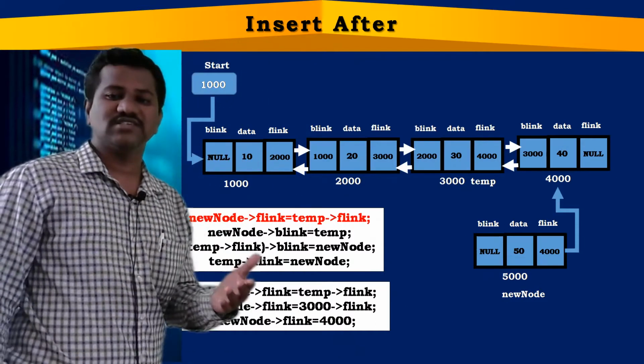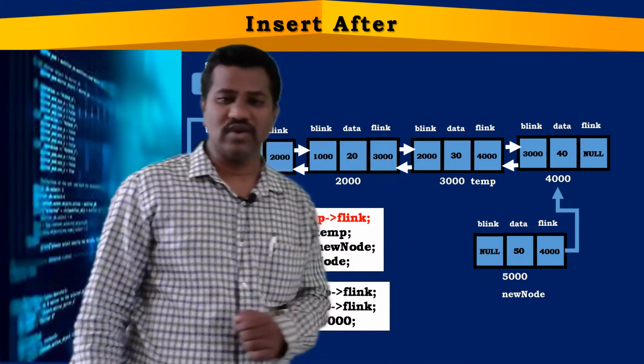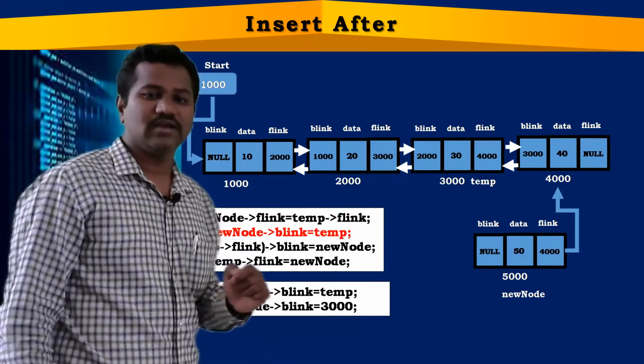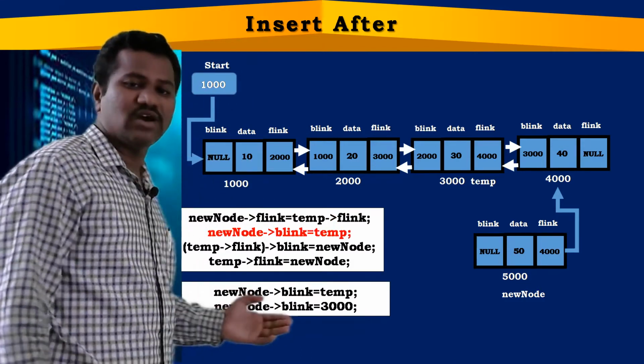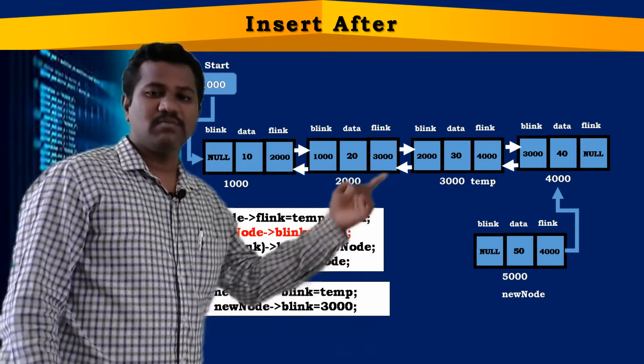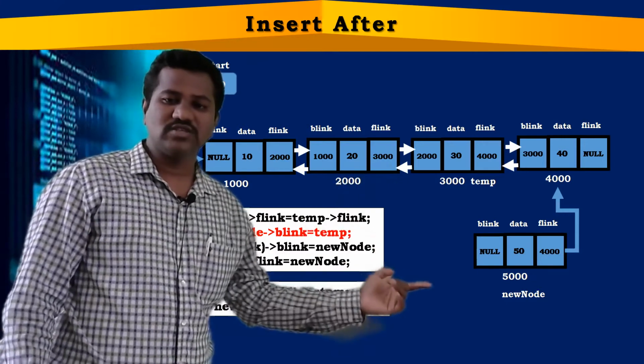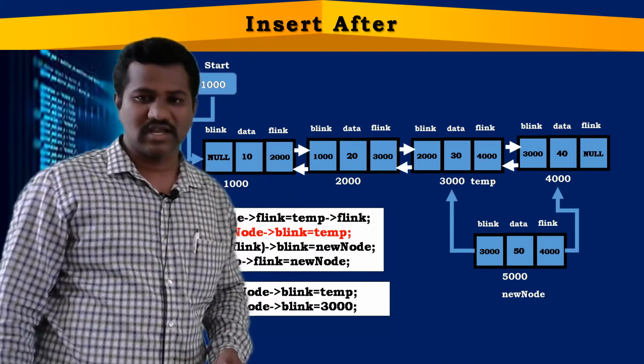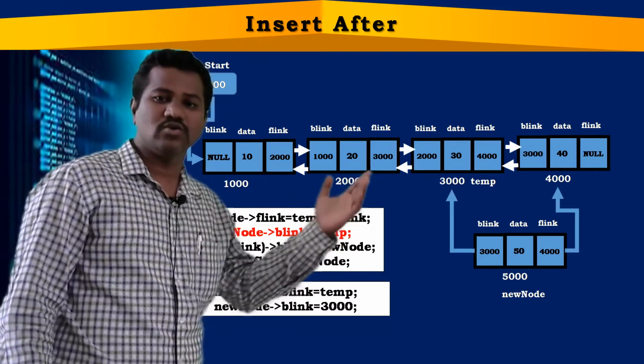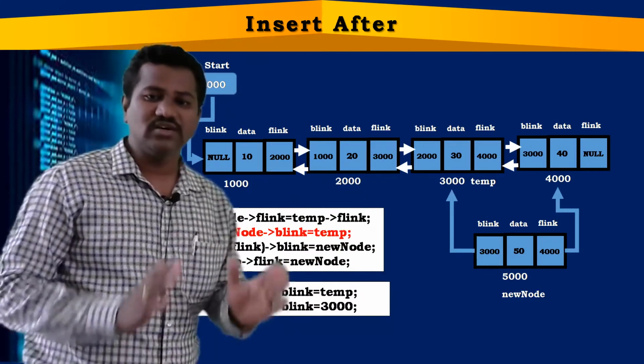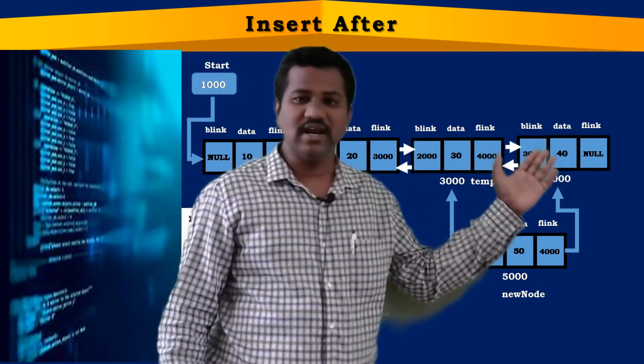After establishing this link, we need to fill the new node backward link. In order to fill the new node backward link, it is assigned with temp again. Temp means what here? 3000. And the 3000 is stored in new node backward link. A link is going to be established between the new node and 3000. After doing this, we need to break these links.